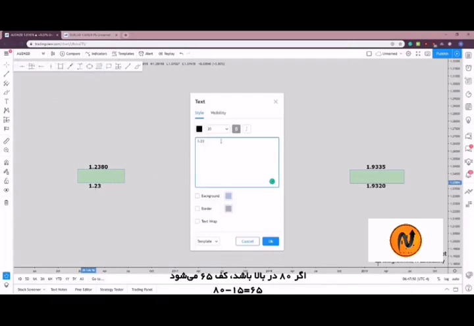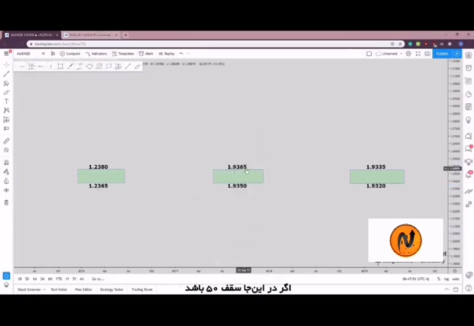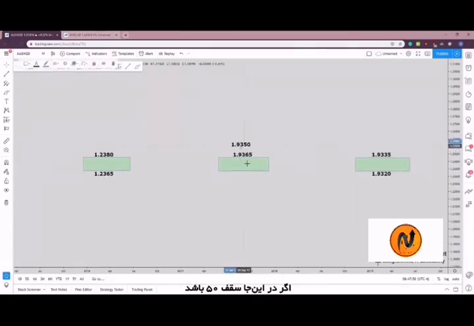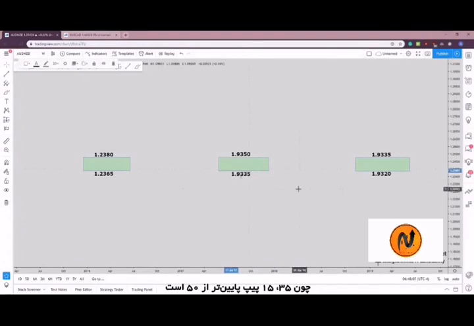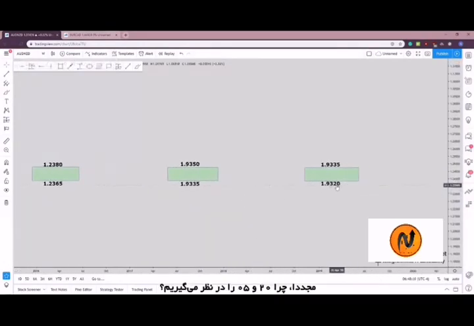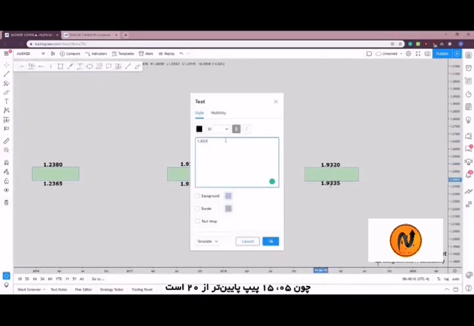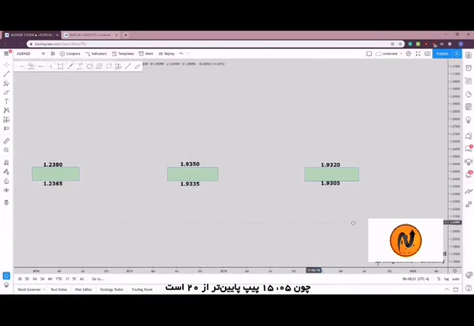If we have 80, then we will put 65. That is basically 80 minus 15 pips. If here we have 50, then we will be putting 50 and 35. Why are we putting 50 and 35? We're putting 50 and 35 because 35 is 15 pips below the 50. And again, why are we putting 20? We're putting 20 and 0.5 because 0.5 is 15 pips below the 20.